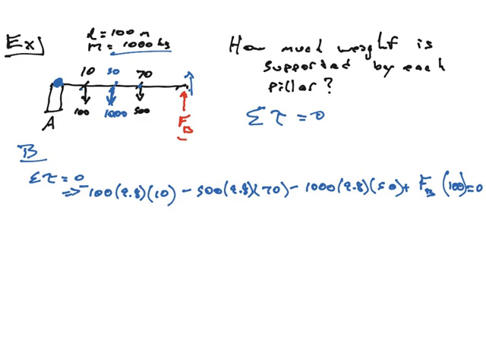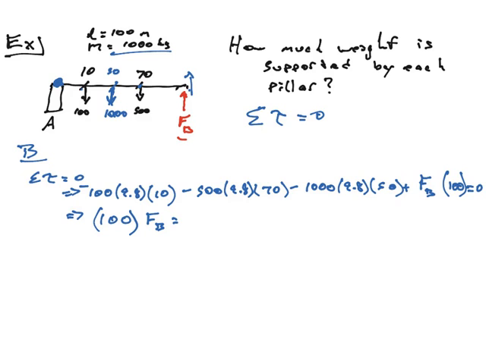And now I can solve for FB. Can I cancel anything? No, I can't. Notice there's a 9.8 on the first 3 terms, but there's no 9.8 on the FB term. So unfortunately, I have to keep the 9.8s everywhere. So let's have FB, so 100 times FB is on one side and everything else goes on the other.